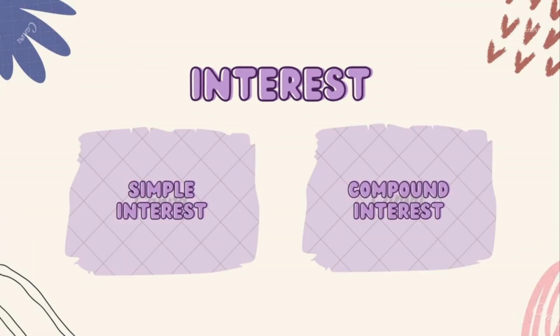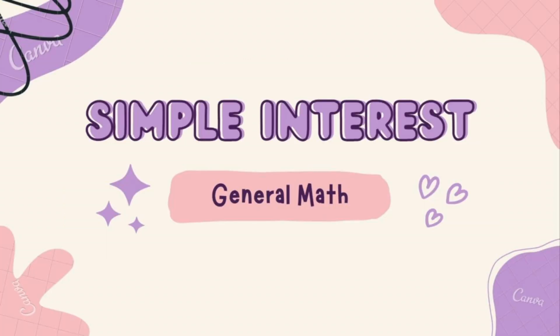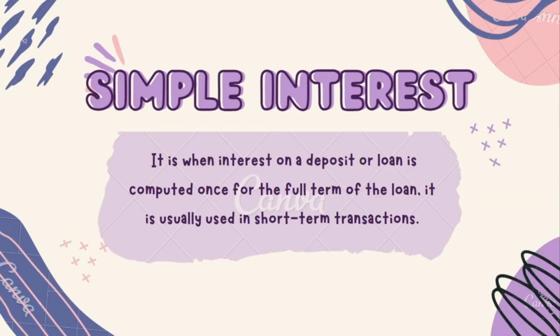There are two types of interest: simple interest and compound interest. First, let's talk about simple interest. Simple interest is when interest on the deposit or loan is computed once for the full term of the loan. It is usually used for short-term transactions.